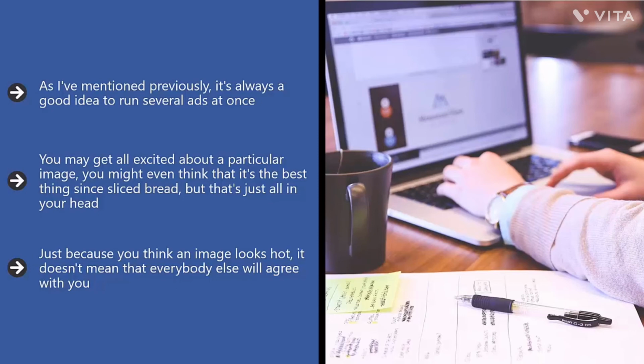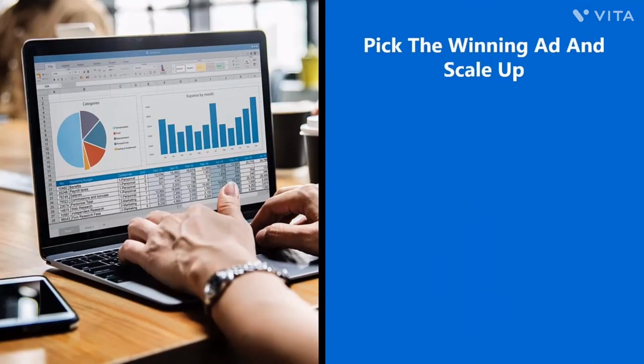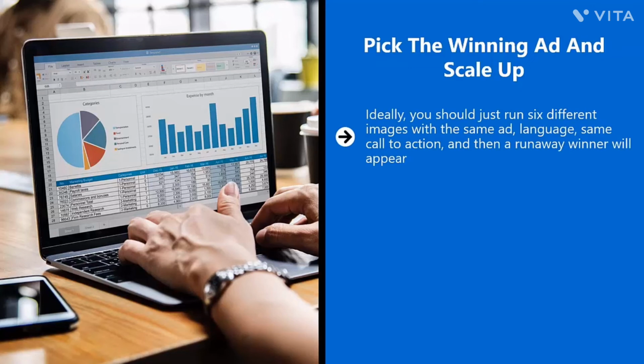Run many different images, but use the same headline text and the same call to action and the same landing page. Pick the winning ad and scale up. Ideally, you should just run 6 different images with the same ad language, same call to action, and then a runaway winner will appear. I'm talking about an ad that just blows all other ads away. Maybe most of your ads would get 10 clicks. This ad got several hundred. That's how you know you have a winner on your hands.